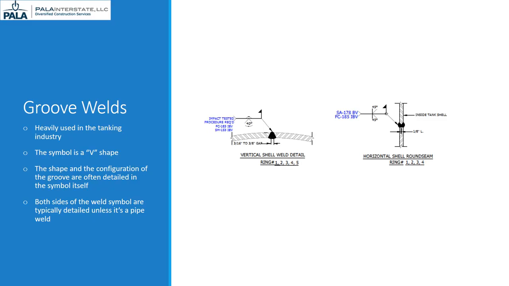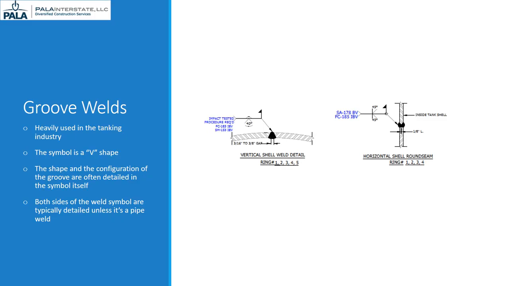Because you are butting two pieces of steel together, both sides of the joint will be detailed typically, unless it's a pipe weld where it's only welded from one side. You have to know what to do. In the examples here, we're looking at shell plate joints. Notice that the detail on the left shows us that the groove has equal sides at a 40-degree angle, and that the opposite side used a backing, in this case ceramic.